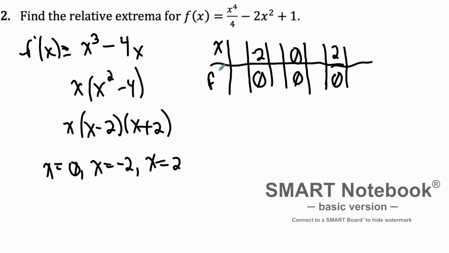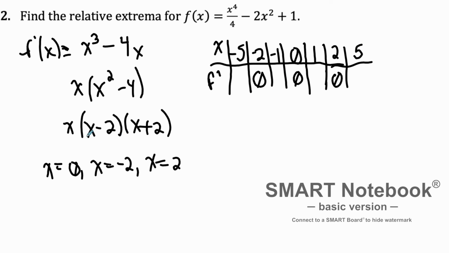So again, I'm looking at my first derivative. I need a number less than negative 2, so let's just say negative 5. You can use whatever you want. A number between negative 2 and 0, the only nice number is negative 1. But you're not limited to integers. You could use a fraction or whatever you wanted if you want to. I need a number between 0 and 2, so I'm going to say 1, and a number bigger than 2, so I'm going to say 5.